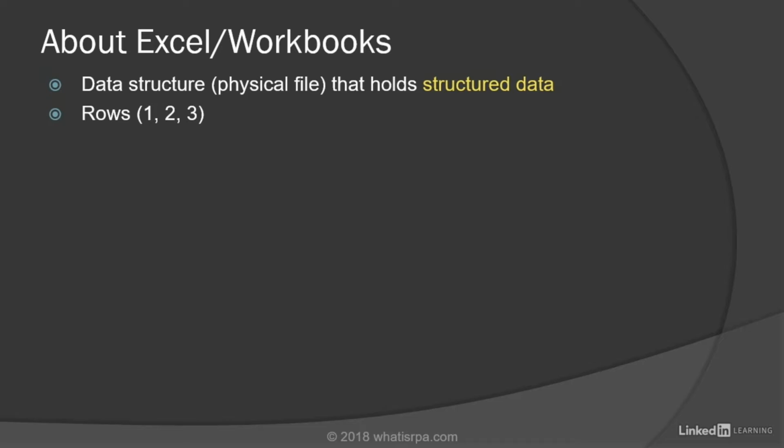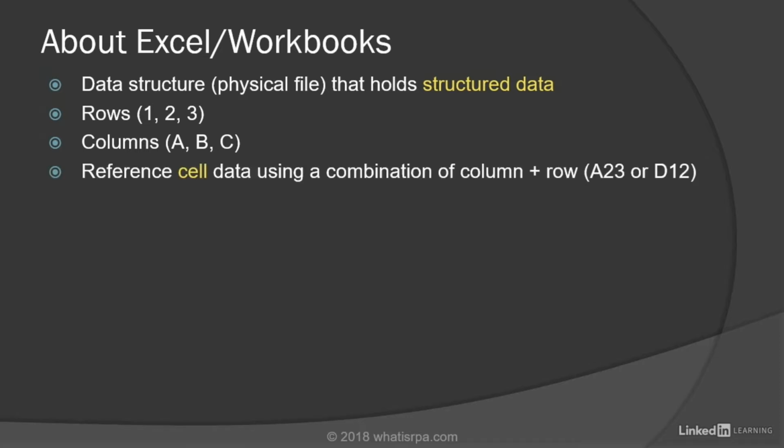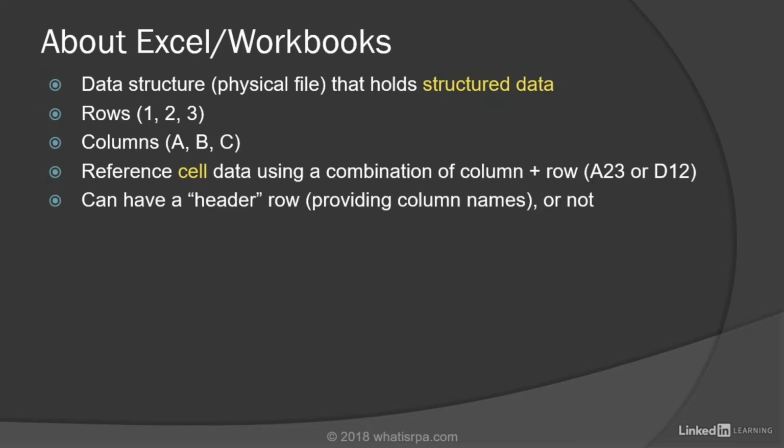We'll be dealing with rows, which have indexes like 1, 2, 3. And by default, columns are labeled using alphabetical letters like A, B, C. And we reference the data in any given cell using a combination of the column plus the row. So A23 would be the data in column A, row 23, and so on.